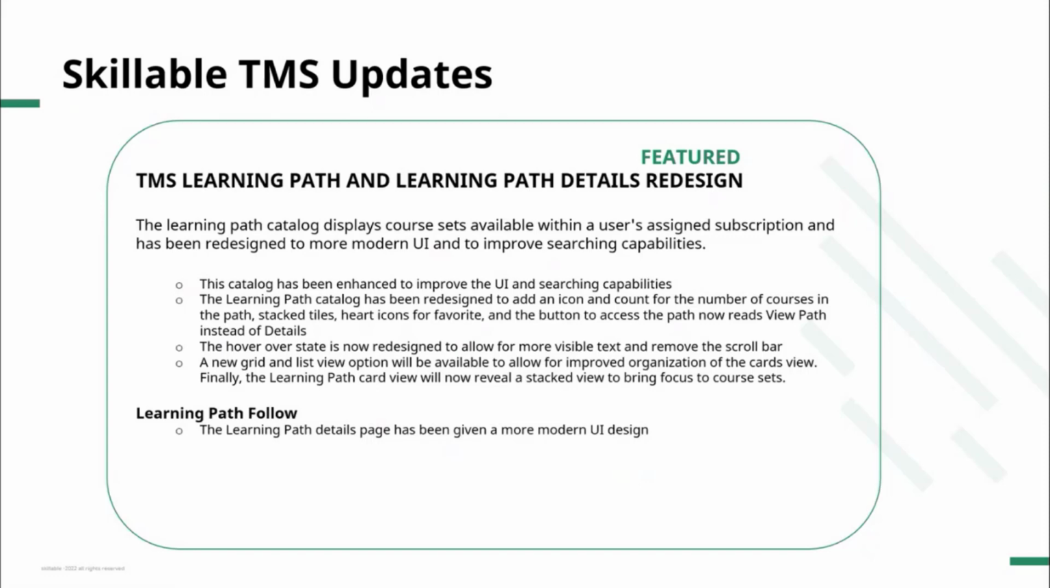And then we've got a different view. Before, when it came to the learning paths, it was just a standard learning path and it went all the way down. Now we've got that broader approach where we can see a grid view and a list view, and that really is up to the user's preference. I know for me, I like to see it all as a grid. Scrolling down doesn't really work for me, but again, it's for everyone's preference. And then finally, we've got that learning path card view, which reveals a stat view to bring more focus on the course sets themselves.